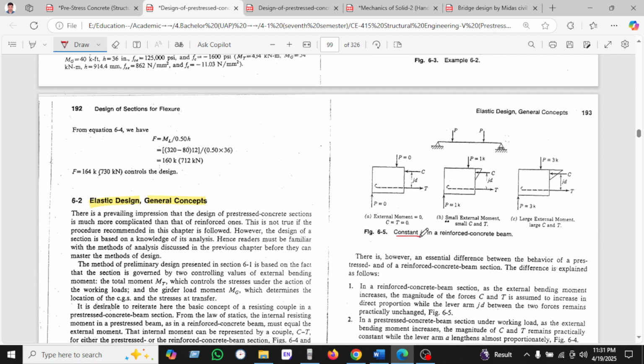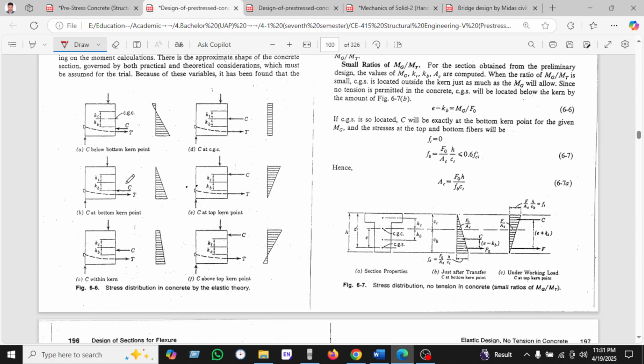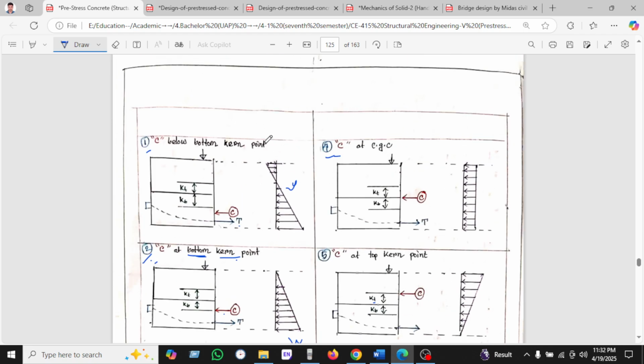And the constant ZE is a reinforced concrete. We can see the external moment is ZET and C equal 0, and external moment and small external moment, small T and C have been in here. The larger external moment has been seen here. So this is the general concept as we've seen: the C below, bottom current and top current. This is the general concept. Okay.